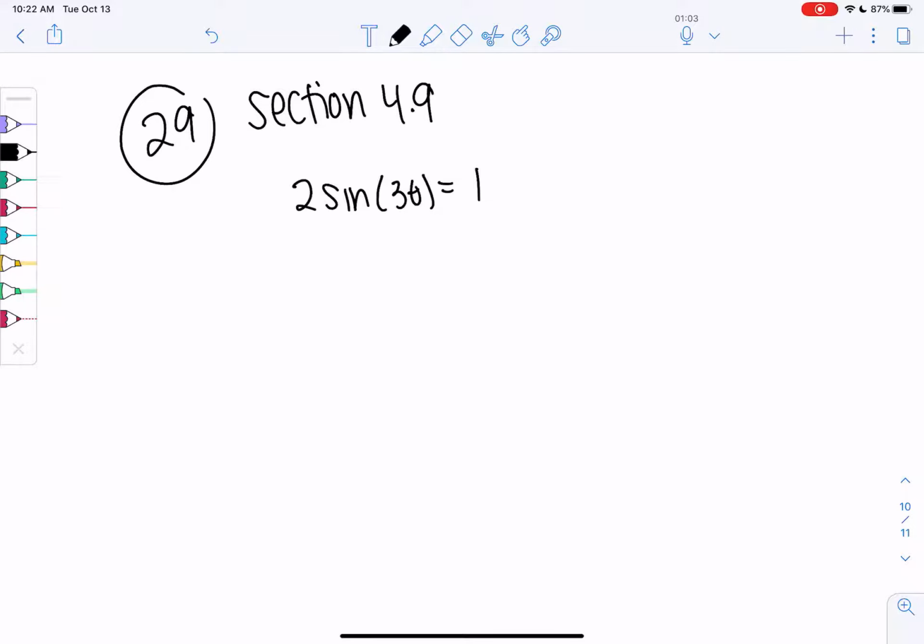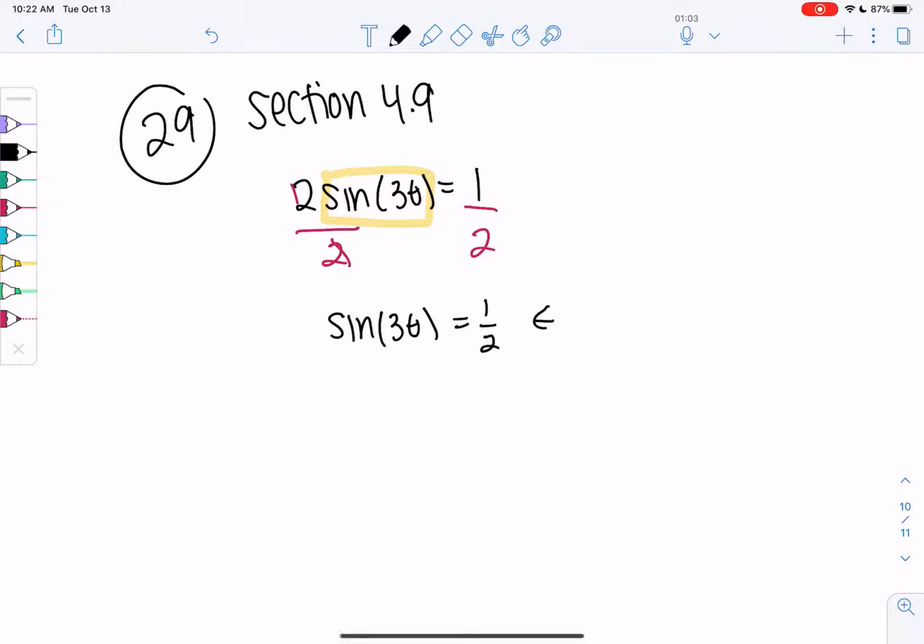We have section 4.9, number 29. 2 sine of 3 theta equals 1. And we're going to solve this. I'm going to do radians because I like radians better than degrees. But step 1 is we want to isolate the sine term. So I'm going to go ahead and divide by 2. So we get sine of 3 theta equals 1/2.